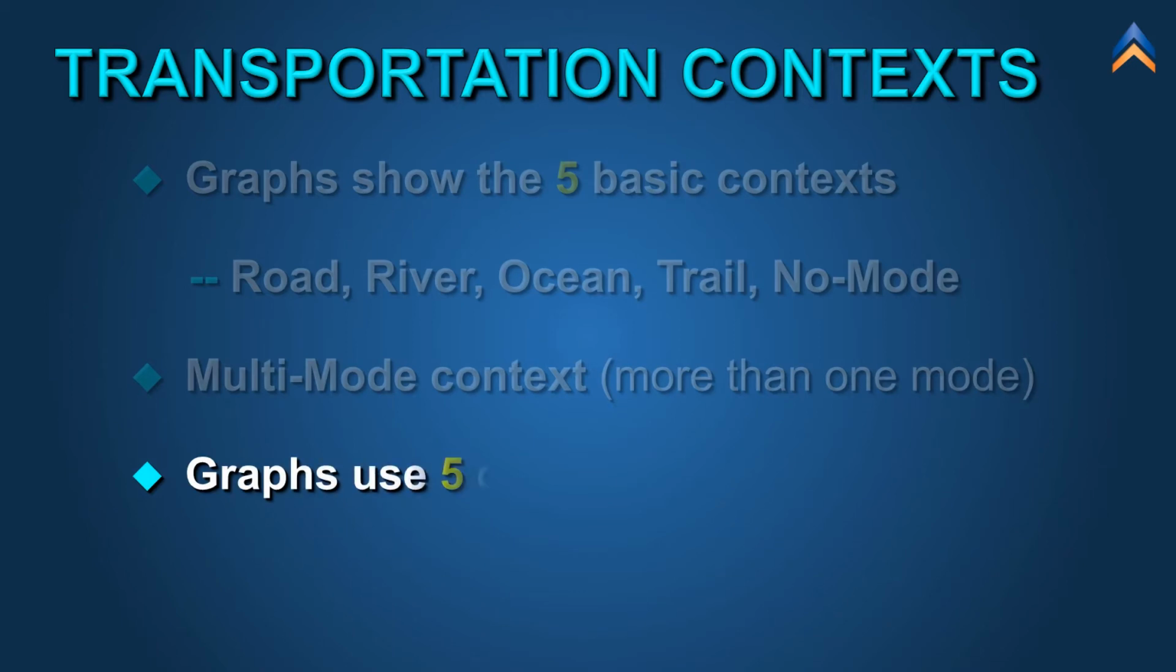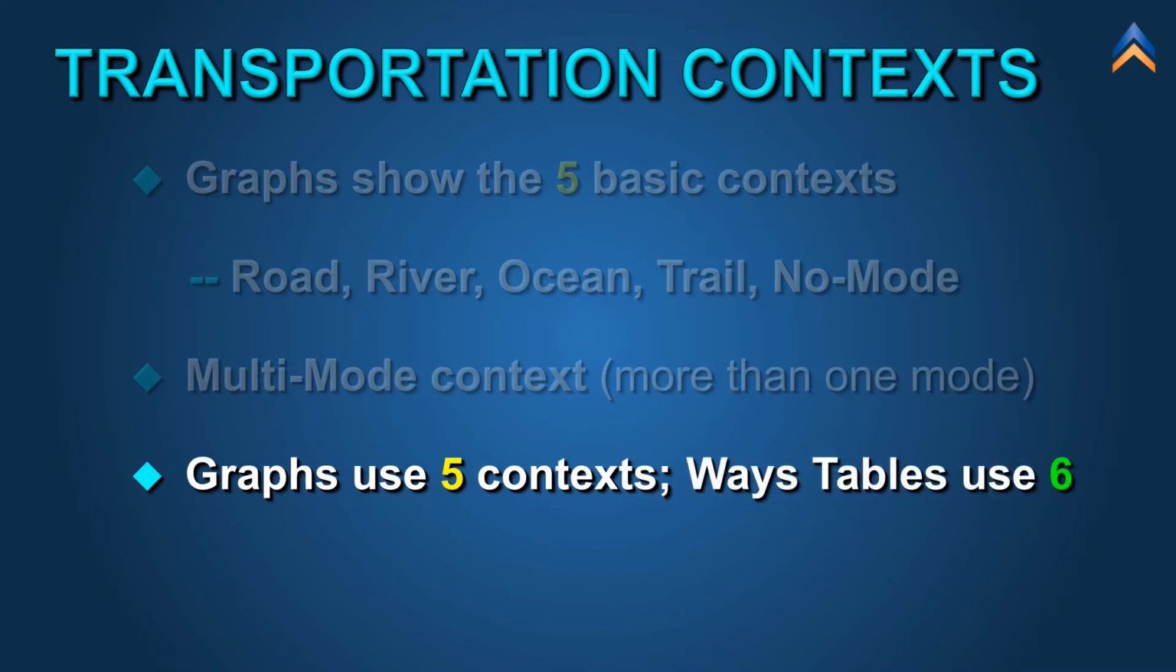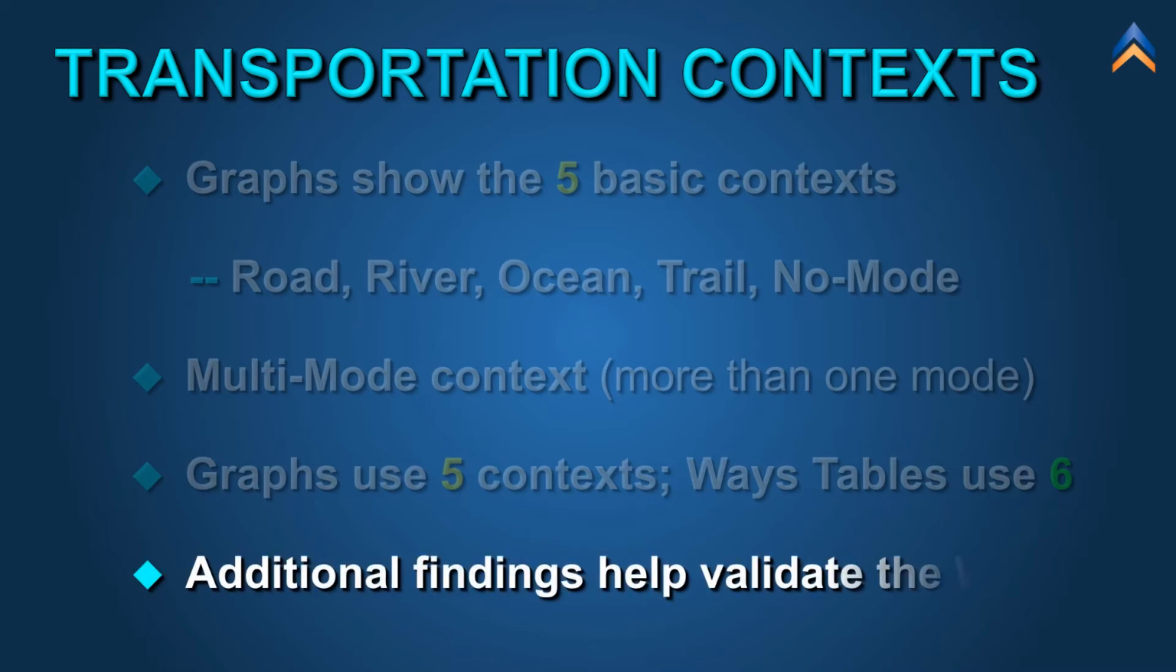For the graphs, only data from the 5 basic contexts were used, as doing so keeps things simple and facilitates utilization of the findings. But for the ways tables, data from the multimode context were also used. Why is that? Because the additional findings help validate the ways. That is, they help confirm a particular way is indeed a means by which transportation carries out a subfunction.